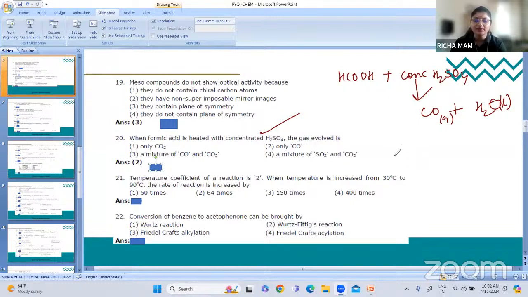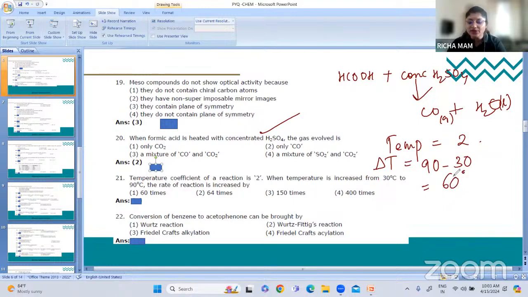Now here, what is the temperature coefficient? Temperature coefficient is given as 2. And what is the change in temperature? The change in temperature is from 30 to 90. So we take 90 minus 30, that is 60 degrees. So the change in temperature is 60 degrees, which is 6 times the value of 10 degrees. So this is 6 times 10 degrees.